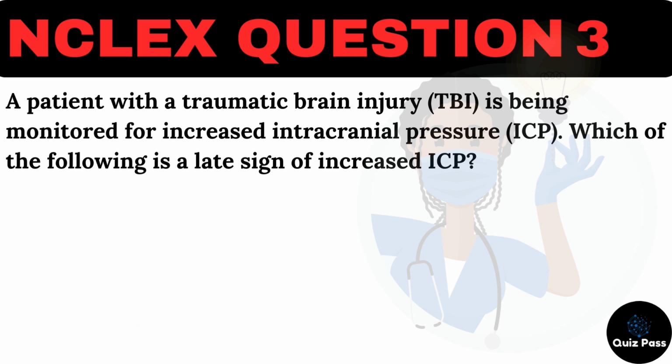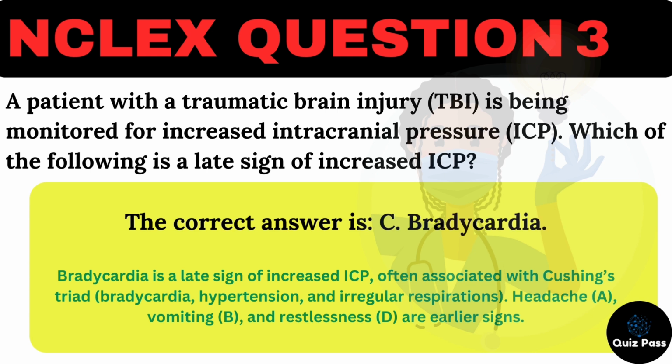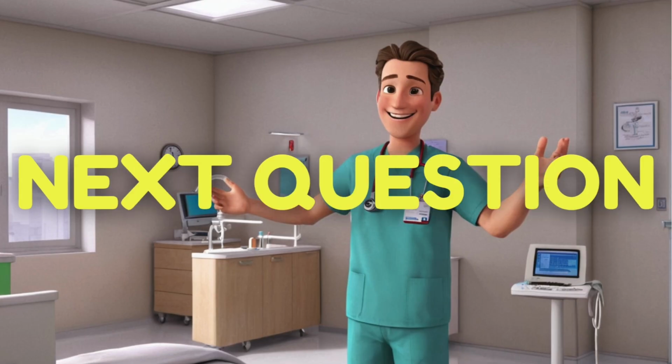The correct answer is C. Bradycardia. Bradycardia is a late sign of increased ICP, often associated with Cushing's triad: bradycardia, hypertension, and irregular respirations. Headache, A, vomiting, B, and restlessness, D, are earlier signs.